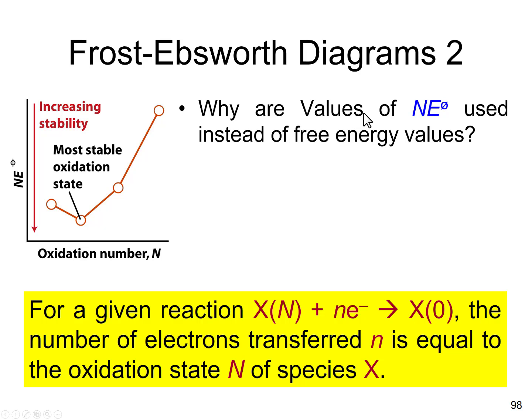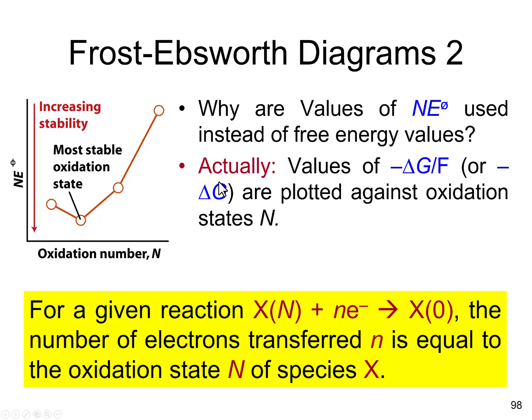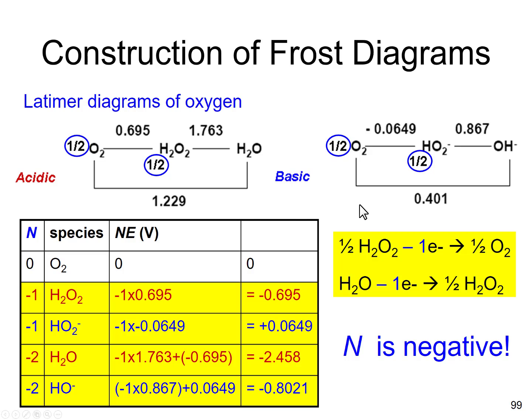So the question is, why are values N multiplied by the redox potential used instead of the free energy values? Now you can ask that question, but actually that's the same thing. The values that are actually plotted are minus delta G, which is the free energy, divided by the Faraday constant. And you know from this particular equation that it is essentially the same thing. Now let us look at a simple example involving oxygen.